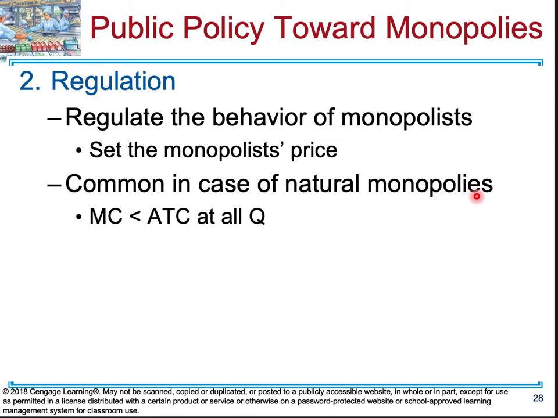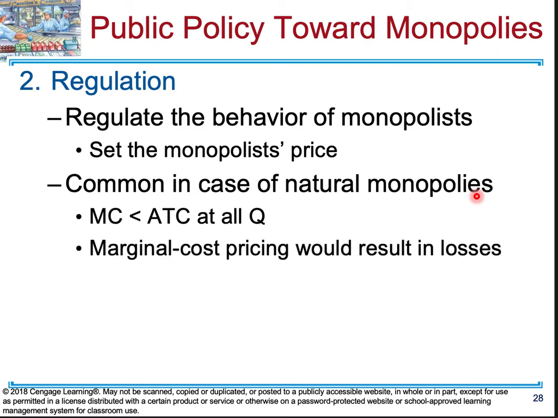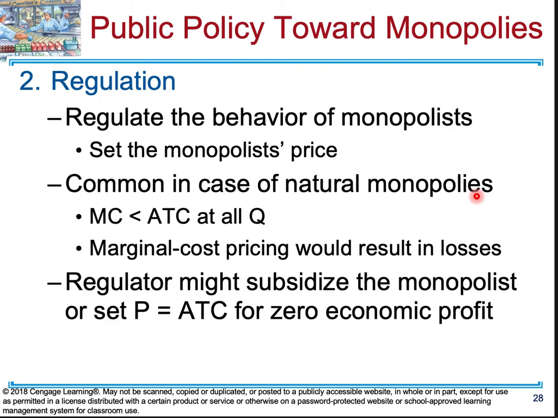So this is common in the case of natural monopolies. When marginal cost is less than average total cost at all quantities, marginal cost pricing would result in losses. So regulators might subsidize the monopolist or set a price where it's equal to average total cost for zero economic profit. Now, they would still get subsidies from the government, so they would still incur some form of profit.